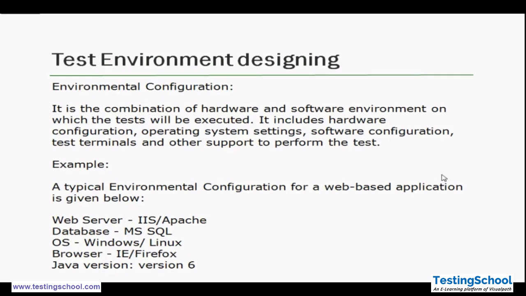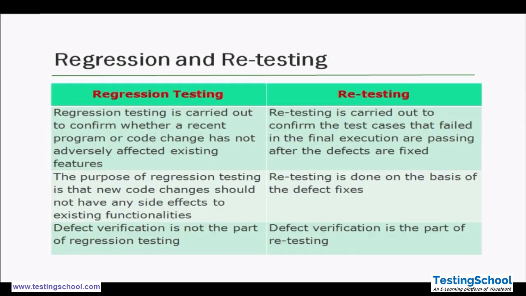In this session, we are going to see what regression testing is, what retesting is, and we will also see what smoke testing and sanity testing are. So let's start with the difference between regression testing and retesting. Regression testing is carried out to confirm whether a recent program or code change has not affected the existing functionality.